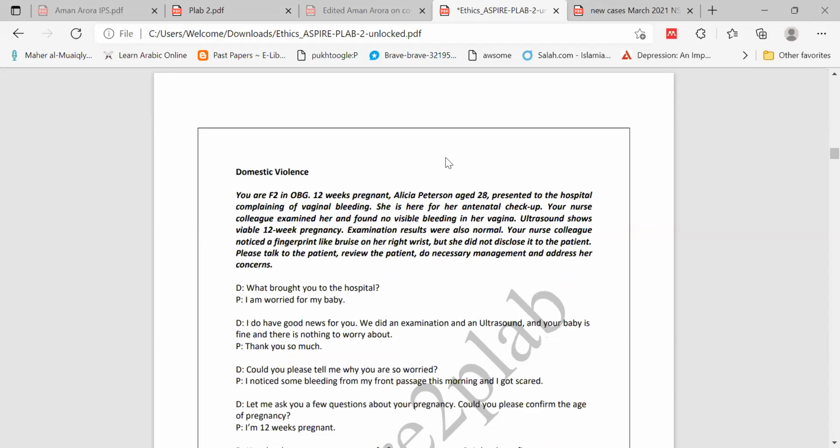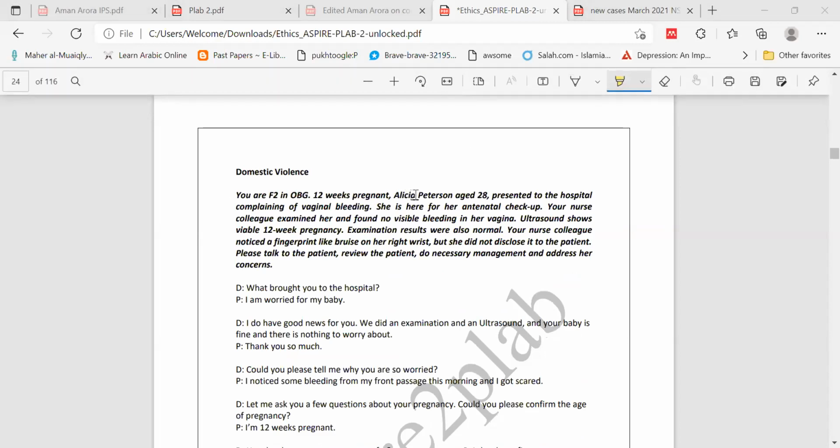Domestic violence. Again, an interesting case. You are an F2 in OBS Gynae. Alicia, 28, 12 weeks pregnant, presented to the hospital complaining of PV bleed. She's here for her antenatal checkup. Your nurse examined her and found no visible bleeding in her vagina.